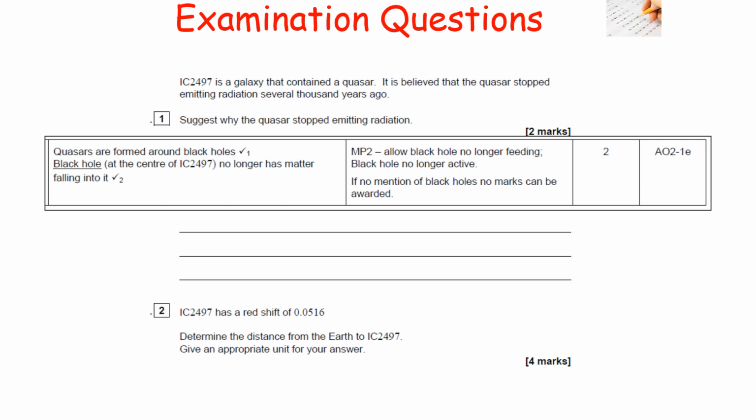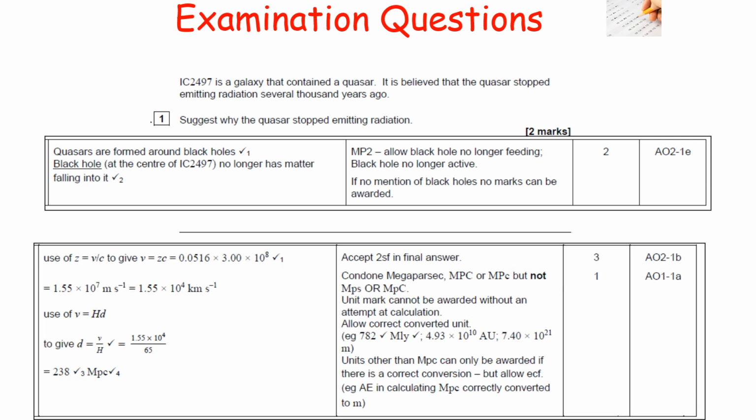Now the next question is asking us to work out the distance after being given a value of the redshift. So like in previous questions, you've got to use two equations. You've got to use firstly the equation z equals v over c to work out our value for v. So we say v is equal to z times c, c being the speed of light and z being the redshift value given in the question. So you get 1.55 times 10 to the 7 meters per second.